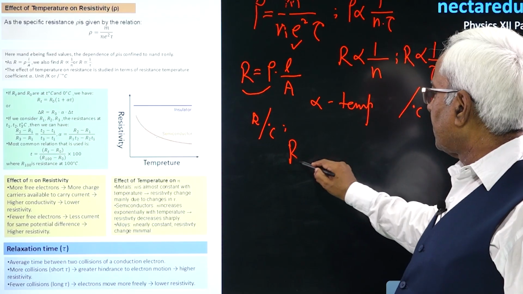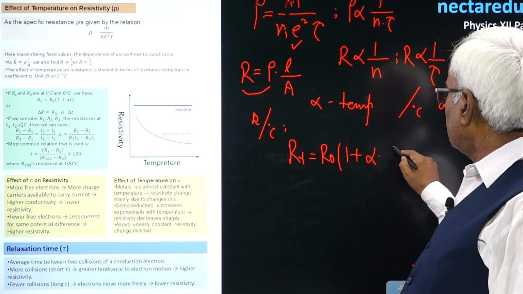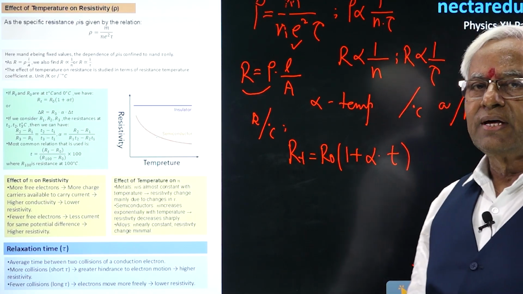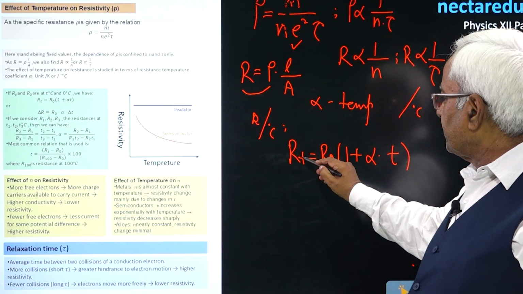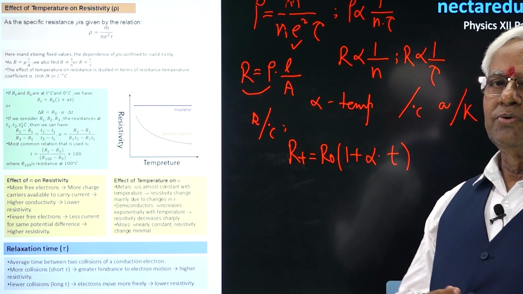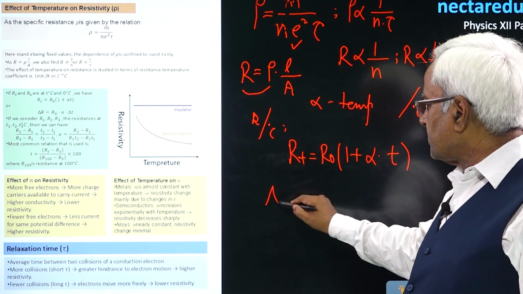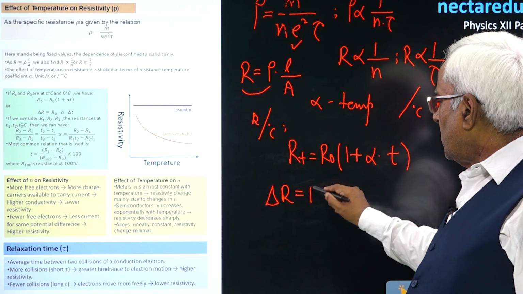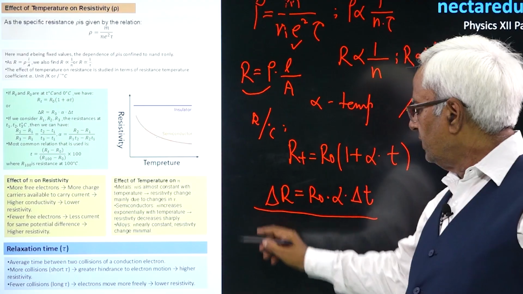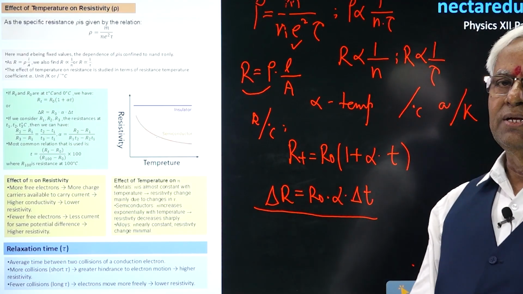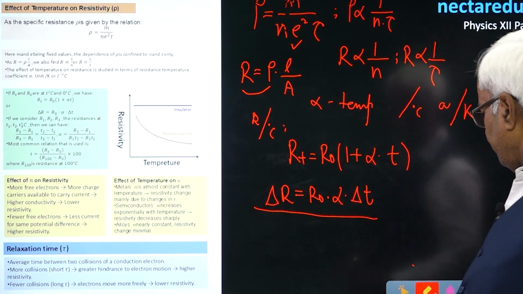It is written as R_T = R_0(1 + alpha T). R_0 is the resistance at 0 degree Celsius, R_T is that at T degree Celsius, and alpha, I told you, is known as the resistance temperature coefficient. The change in resistance will be given by R_0 alpha delta T. This is the method of finding the change in resistance when the increase or decrease in temperature is given.